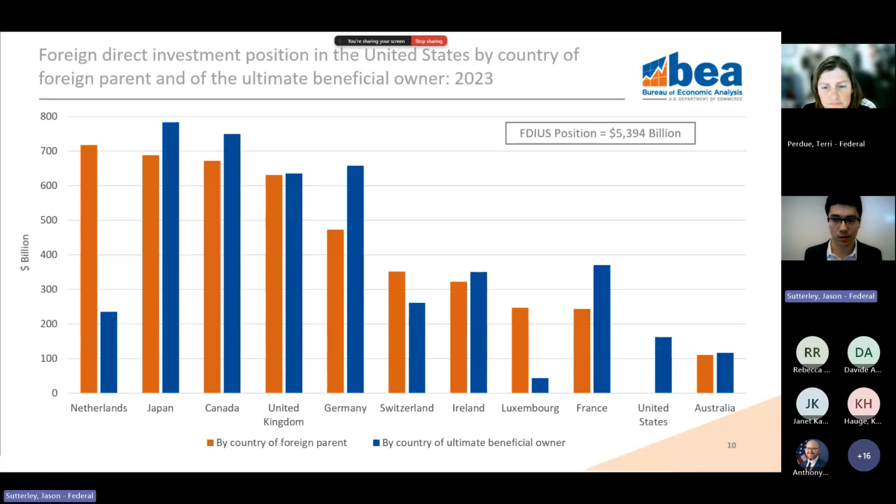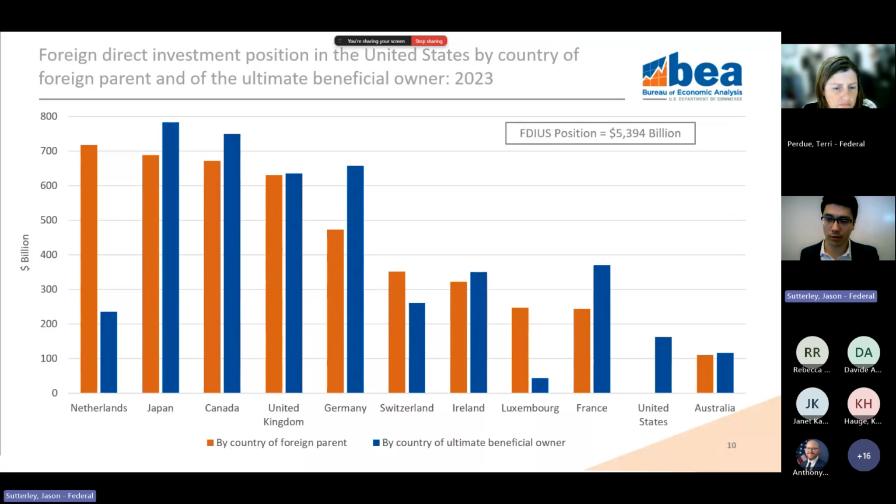The UK fell 2 spots this year to the 4th largest investing country, and Luxembourg moved up 1 spot to replace France as the 9th largest investing country. So when the orange bar is significantly higher than the blue bar, like we see with Netherlands, Switzerland, and Luxembourg, this indicates that companies are using these countries functionally as a pass-through from other countries. When the blue bar is significantly higher than the orange bar, such as Germany and France, companies from these countries are using another country as a pass-through.